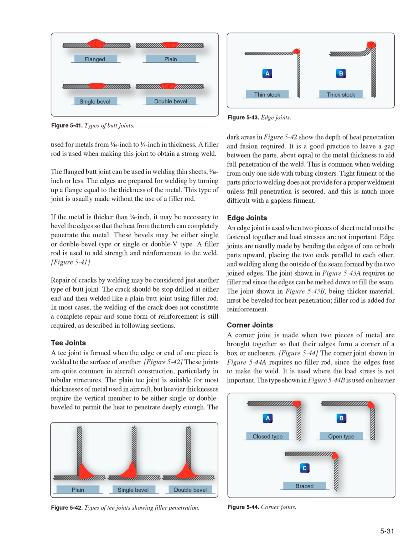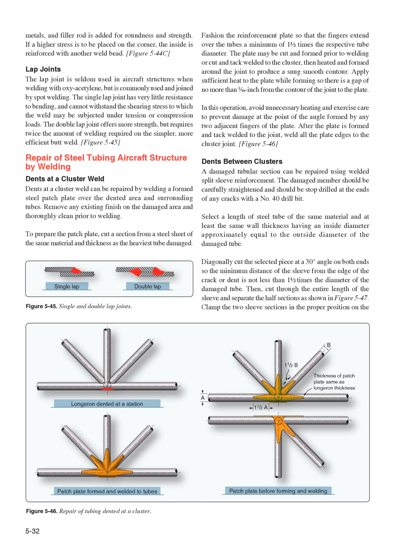Corner joints. A corner joint is made when two pieces of metal are brought together so that their edges form a corner of a box or enclosure. Figure 544. The corner joint shown in Figure 544A requires no filler rod, since the edges fuse to make the weld. It is used where the load stress is not important. The type shown in Figure 544B is used on heavier metals, and filler rod is added for roundness and strength. If a higher stress is to be placed on the corner, the inside is reinforced with another weld bead.